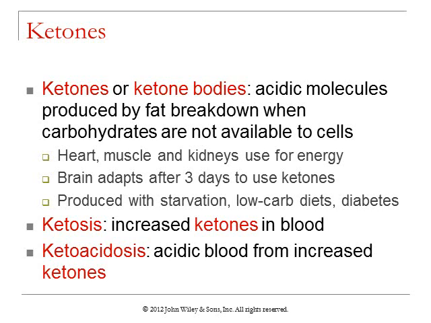so it takes a little while to adapt to those ketones. So we can see this in different instances: starvation, low-carb diets, diabetes. Ketosis is where we have the increase in the ketones in the blood, and then ketoacidosis, if you have too many ketones in the blood, you end up with your blood being more acidic.